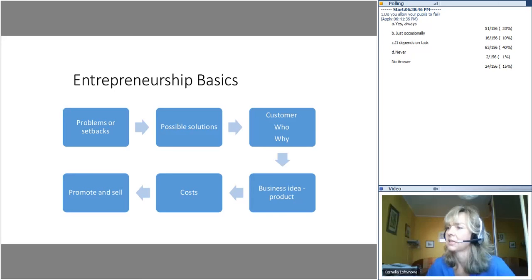Financial literacy is a must. It is useful to teach children about money at an early age. Teach them about how much it would cost to produce their product. Give your pupils the opportunity to earn their own money through their own small businesses.